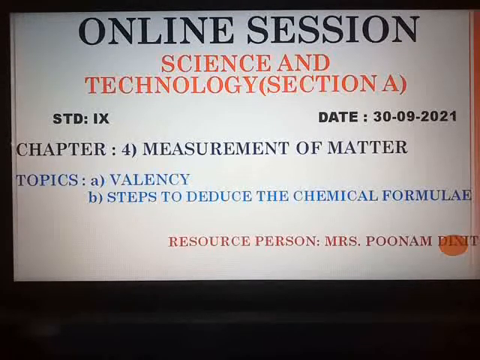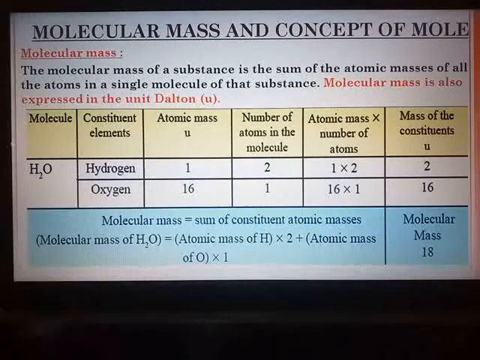So as usual, in the first 4 to 5 minutes, we will just revise the topics which we have covered in our previous session, and then let us move towards the important topic for today, that is valency. Our first topic which we had studied last time was molecular mass and calculation of molecular mass of any compound. So what is the definition of molecular mass?